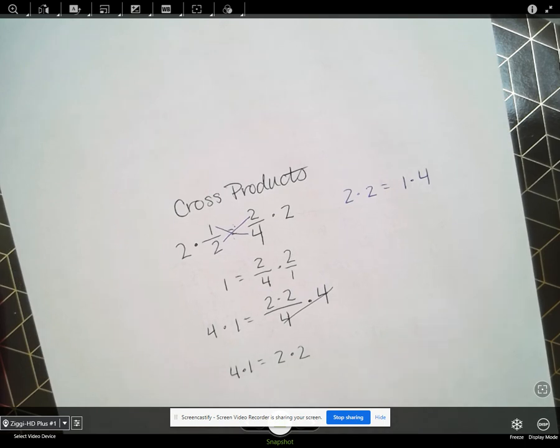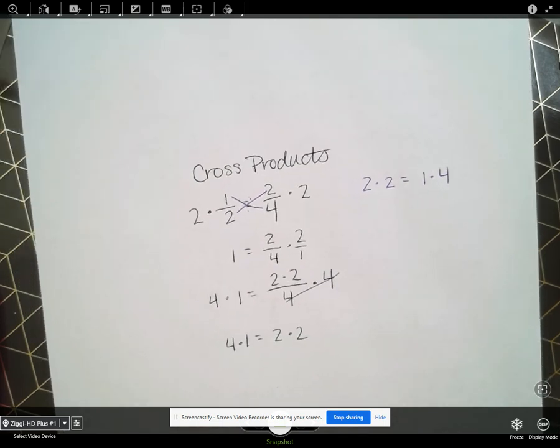All right, just to give you kind of an idea of where cross products come from, you don't just pull it out of a hat. This is something that is mathematically true.